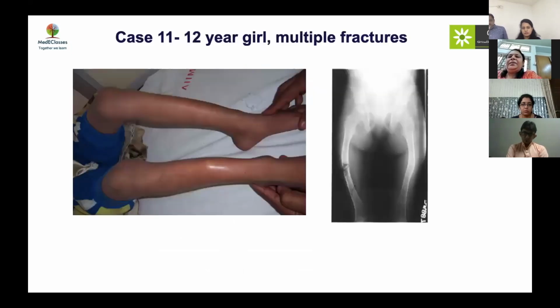Next case, Dr. Pradeep. 12-year-old girl with history of multiple fractures, and on examination. The weather is not good, so. No worries, Dr. Pradeep. Okay.